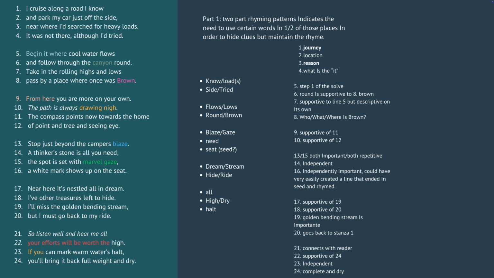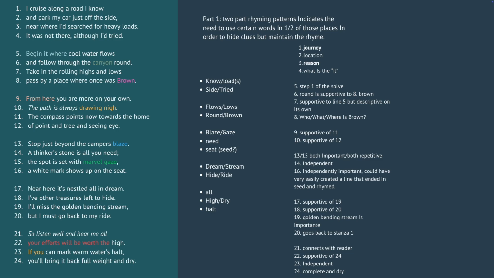So the important piece of information out of lines 5 and 7 is "cool water flows," and then he's used "rolling highs and lows," although it's very descriptive, in order to support the beginning of the search. I'm not saying that the supportive rhymes are unimportant. I'm saying they're probably less important. Brown was 100% a very important piece of the Forrest Fenn poem. Who, what, where is brown in this poem?